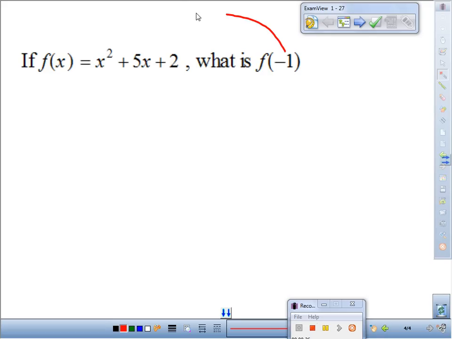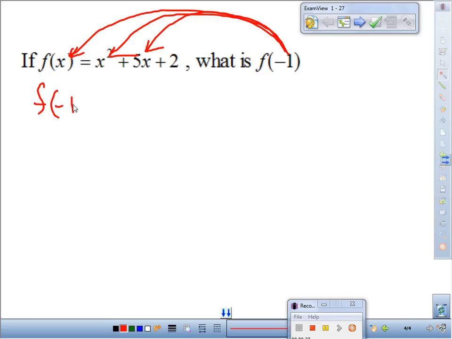So therefore, the negative 1 goes here, here, and here. So this becomes f of negative 1 equals negative 1 in parentheses squared plus 5 times negative 1 plus 2. Is that ringing a bell? Okay.